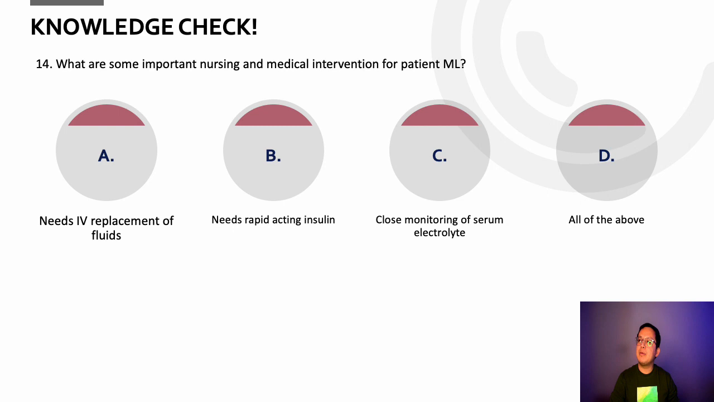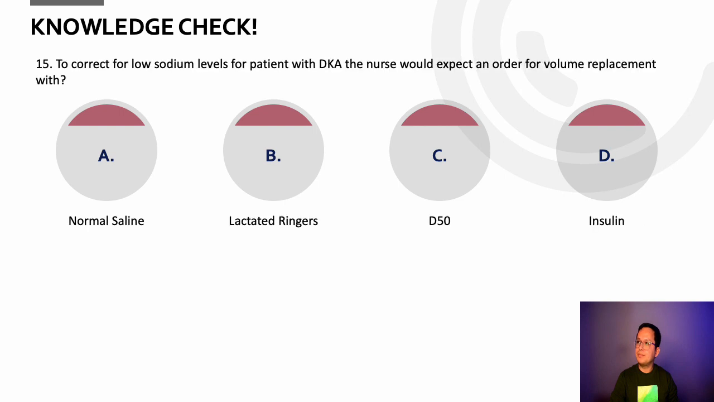Number 14. What are some important nursing and medical interventions for patient ML? A. Needs IV replacement of fluids. B. Needs rapid-acting insulin. C. Close monitoring of serum electrolytes. D. All of the above. Number 15. Knowledge check. To correct low sodium levels for a patient with DKA, the nurse would expect an order for volume replacement with A. Normal saline. B. Lactated Ringer's. C. D50. D. Insulin.